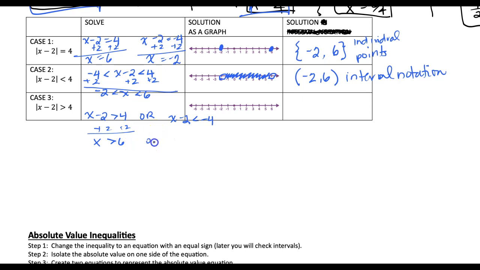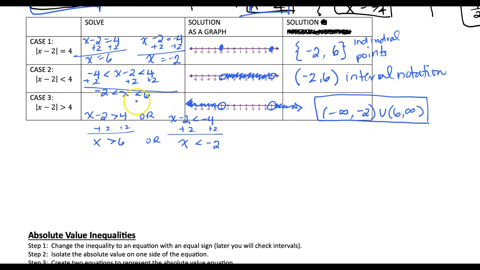And then I'm going to add 2 to both sides. So x is greater than 6, or x is less than -2. So here's our -2, here's our 6. We said greater than 6, so heading this way, less than -2, so heading to the left. And so our interval notation would be -infinity to -2. And then the second part of our solution would start at 6 and go to infinity.